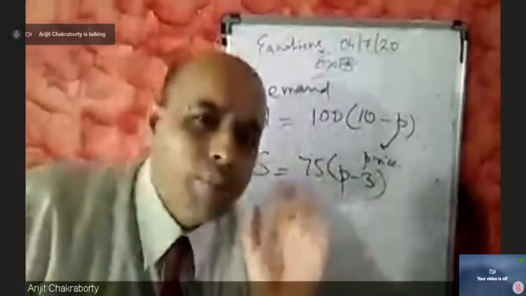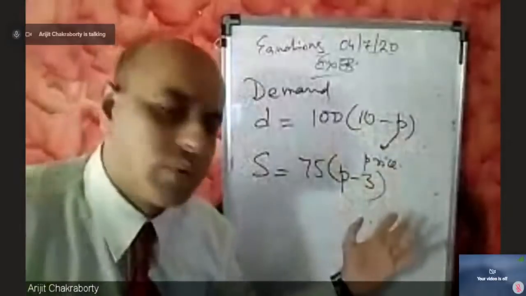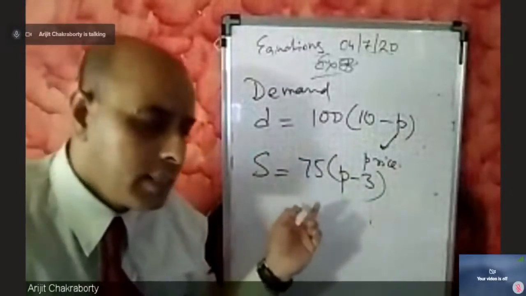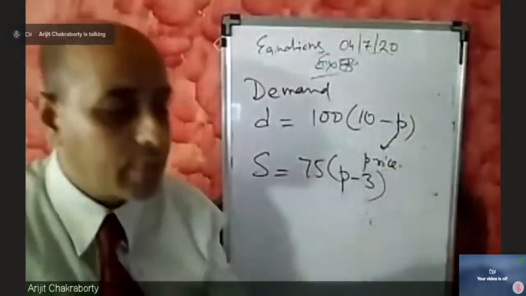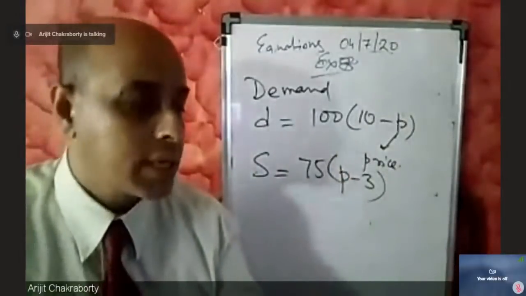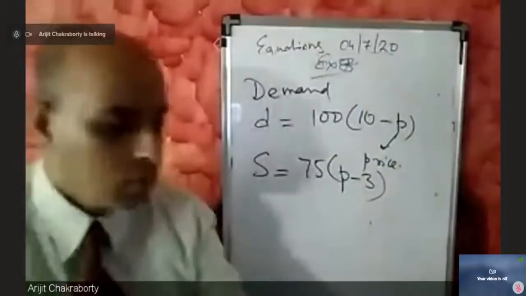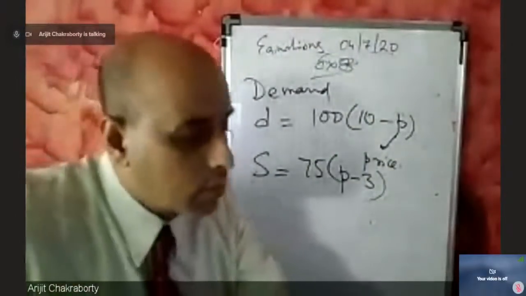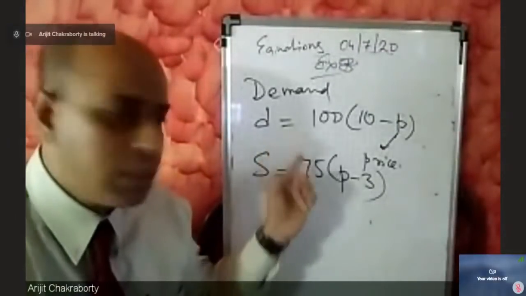Now, beautiful question. We are given two equations. One is the demand equation, one is the supply equation. And we have to find out what is the market price and the quantity that will be bought and sold. Okay. So what will be the quantity which will be bought and sold, and we have to find out the market price. Fine. So we know the demand equation, we know the supply equation.